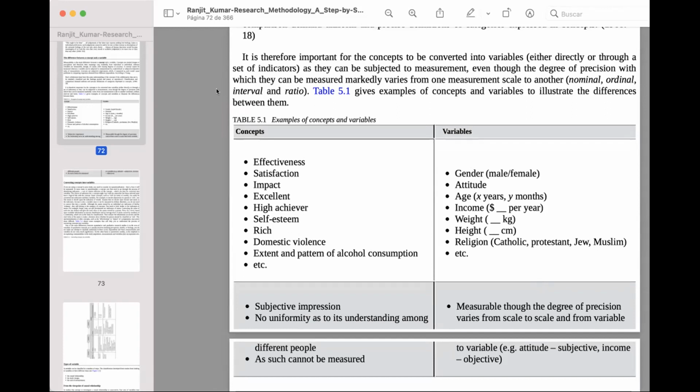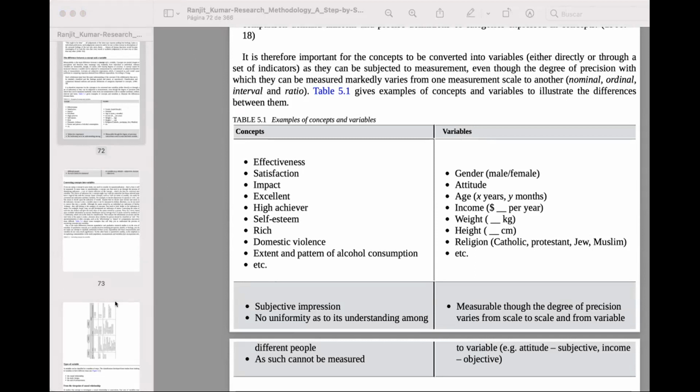Okay. So in case we need to change these concepts into variables, we need to go through this process of looking for indicators. Yes, how can I make the concept into a variable, measurable? Okay, so that is in regards to the conversion of concepts into variables, in case we need them for our study, yes.